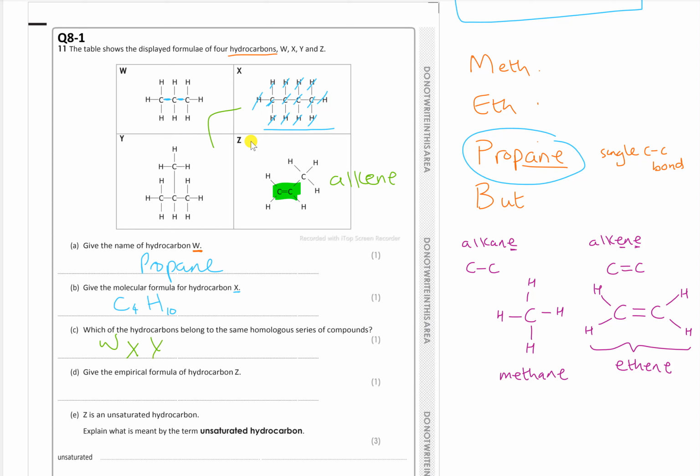W, X, and Y. Give the empirical formula of Z. What they want you to do is cancel it down to its simplest form. So I've got C2H6. I know that 2 and 6 are both in the 2 times table. I can cancel that down to 1, I can cancel that down to 3. So mine is CH3. Remember we said you don't need to write that one.